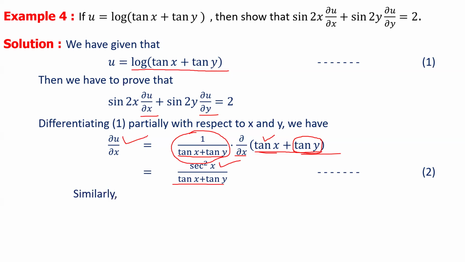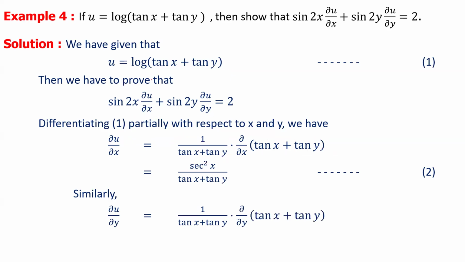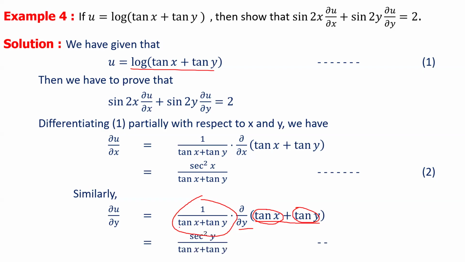Similarly, if you want to find the partial derivative of u with respect to y, again the derivative of log x is 1 upon x into the partial derivative of tan x plus tan y with respect to y. The partial derivative of tan x with respect to y becomes 0 because x and y are independent. But the derivative of tan y with respect to y is nothing but sec square y, and the whole is divided by tan x plus tan y. This is equation number 3.